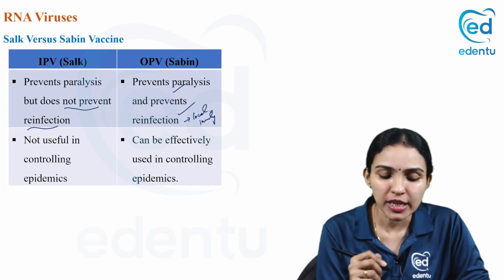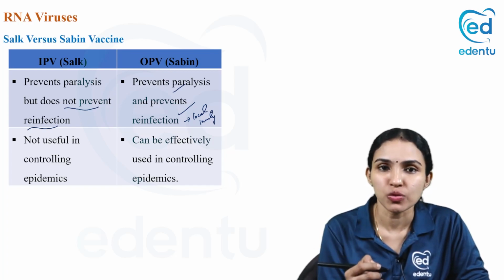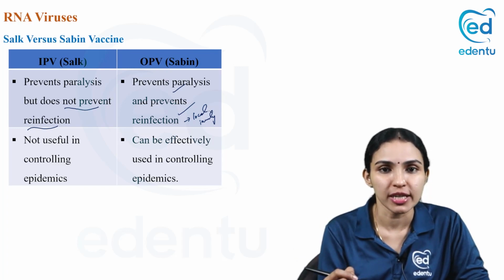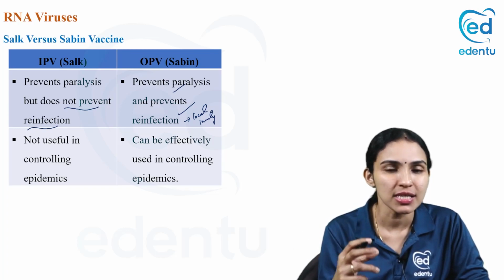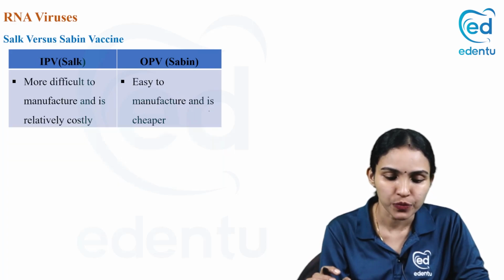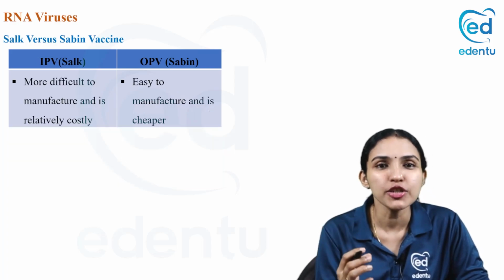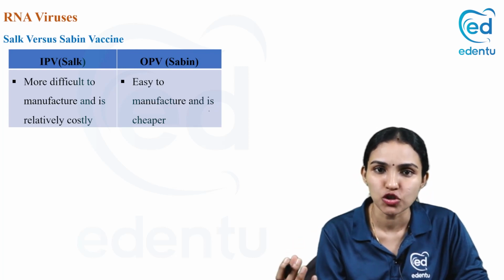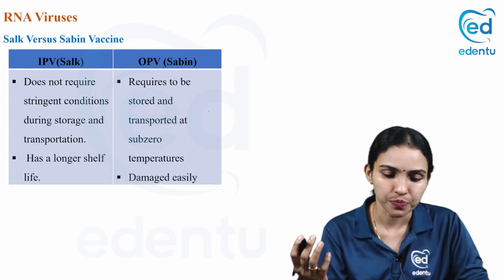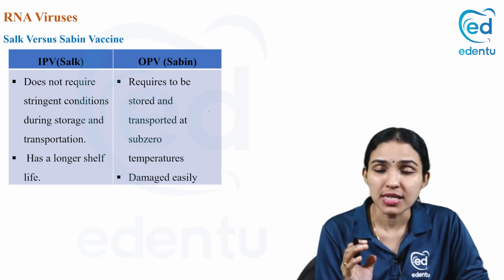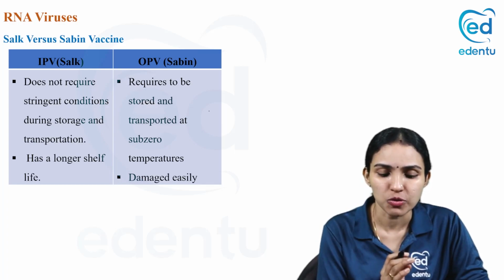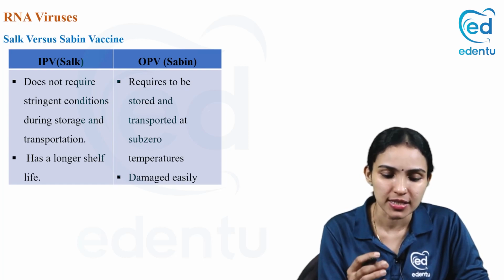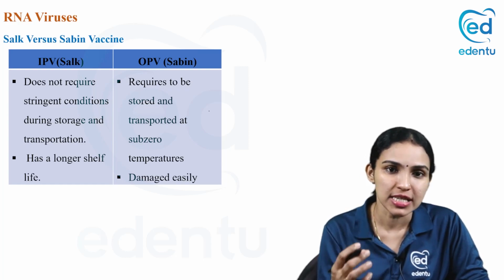Okay, and IPV is not useful in controlling epidemics, whereas OPV can be effectively used in controlling epidemics because it's a live vaccine and it will induce local immunity. And IPV is very difficult to manufacture and is relatively costly, whereas OPV is easy to manufacture and is cheaper. But IPV has a certain advantage because it does not require stringent conditions, because it's a killed vaccine. You can easily store it and easily transport it.